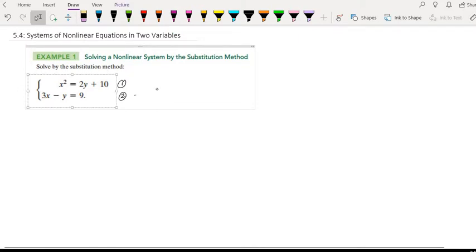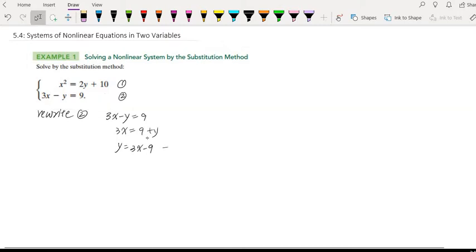The easiest way is we're going to rewrite equation 2 as y equals something. So I'm going to write it down like 3x minus y equals 9. I can just add y to both sides, and that will be 3x equals 9 plus y, and then I can subtract 9 from both sides, then we're going to get y equals 3x minus 9. So I'm going to call this equation 3. So now we're going to bring equation 3 into equation 1 and do a substitution.